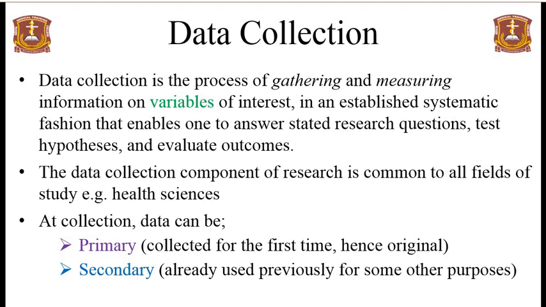Now, at collection, we can be targeting primary data, the ones which are collected for the first time, or secondary data, the ones which we could go to records and find already used data, so that we can refine it and obtain some information of great interest. That is basically secondary data. So there's classification of data based on access and collection.